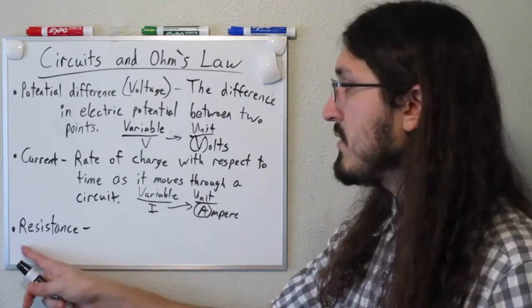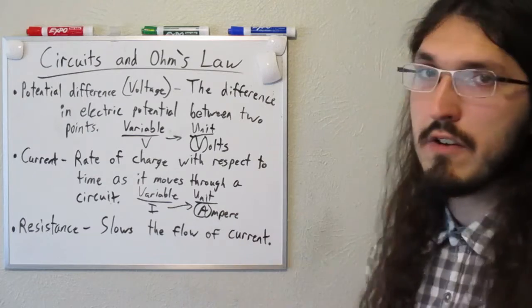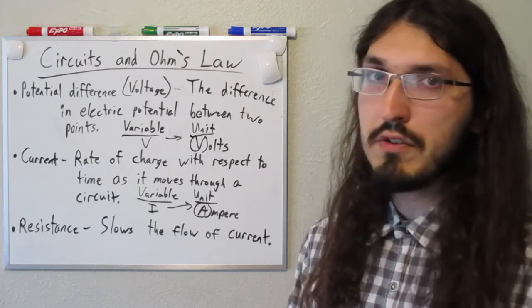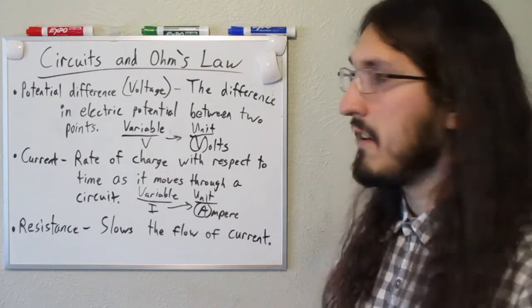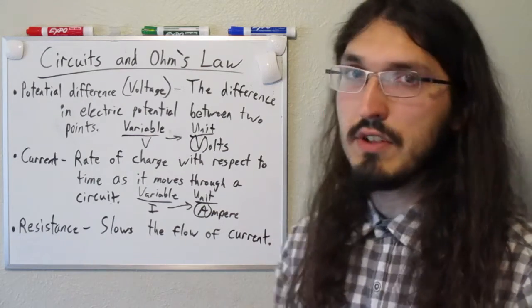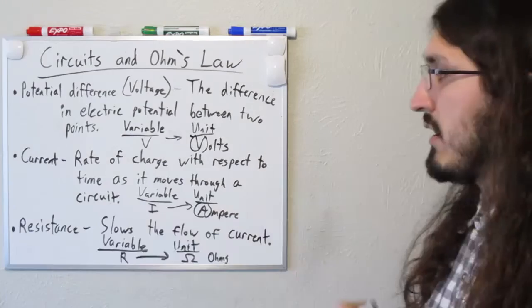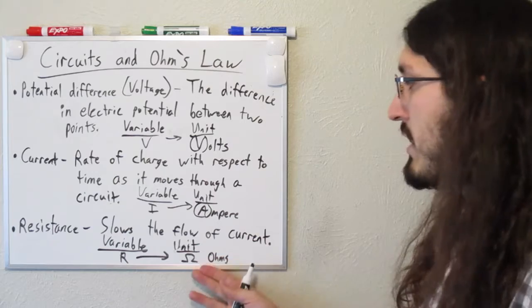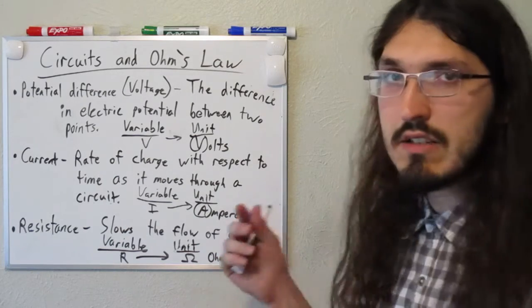Alright, the last term I need to define is resistance. Resistance is what slows the flow of current. The more resistance in a substance, the less current can flow through it. So yesterday whenever we were talking about conductors and insulators, conductors have very little resistance because they allow charge to flow through it more freely, whereas insulators have very high resistances. Alright, the variable that we use for resistance is just a capital R, and the unit that we use is a horseshoe shape or a capital Greek omega. This unit is called ohms.